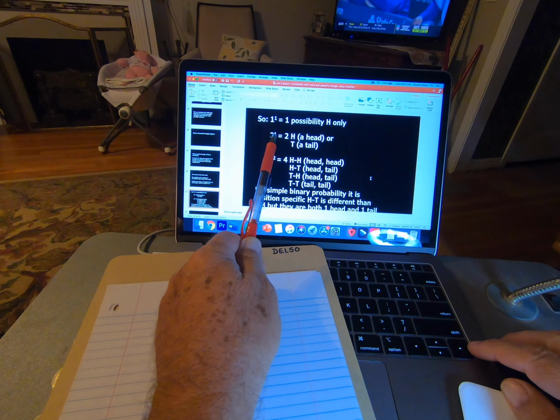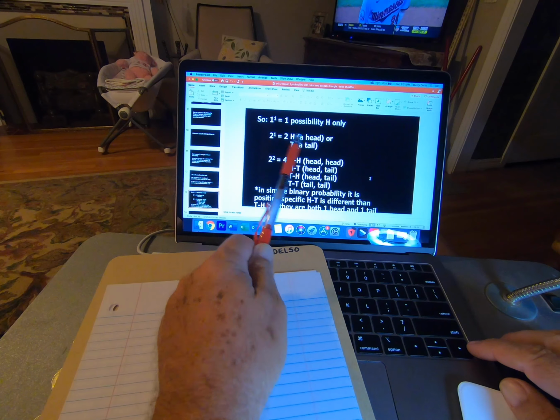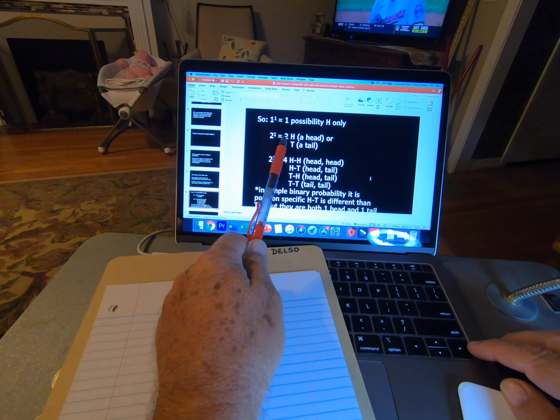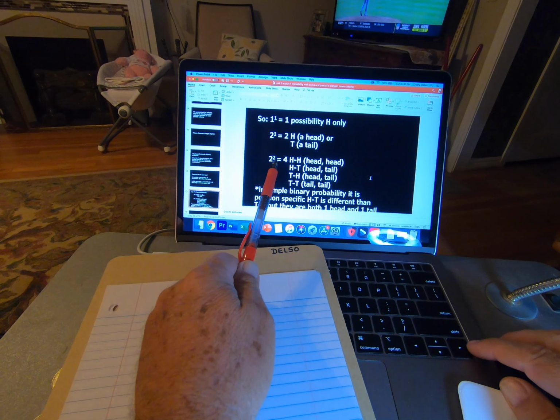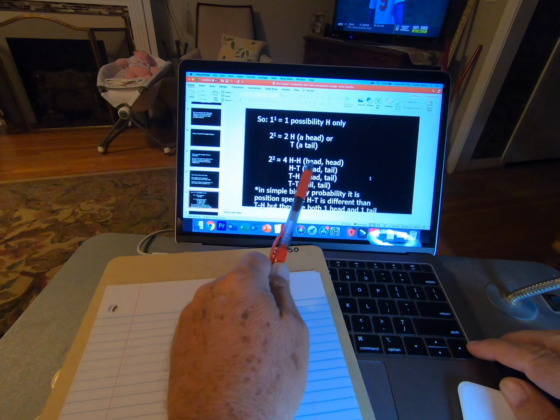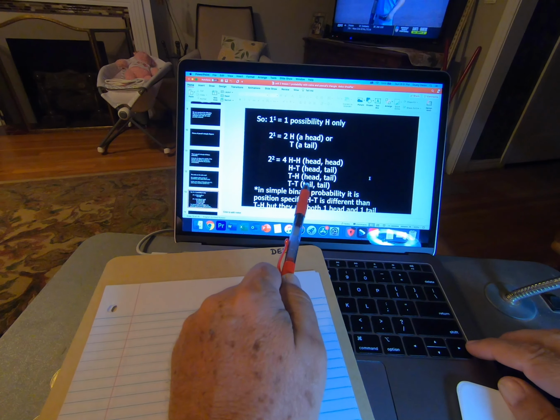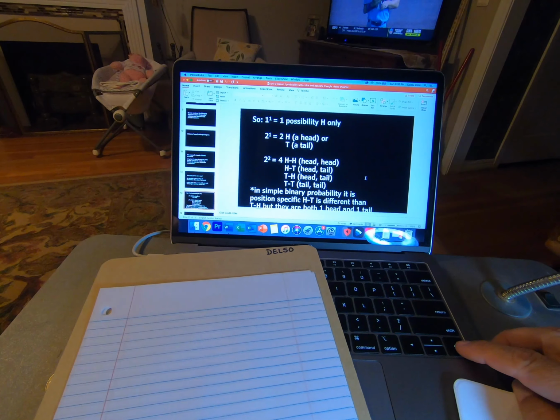2 to the first means you have a 2-sided coin and you're using one of them, and you can have a head or a tail, which equals 2. If you have 2 two-sided coins, there are 4 possibilities. Head, head, head, tail. This should be tail, head, and tail, tail. I'll fix that too. So this is simple binary probability.